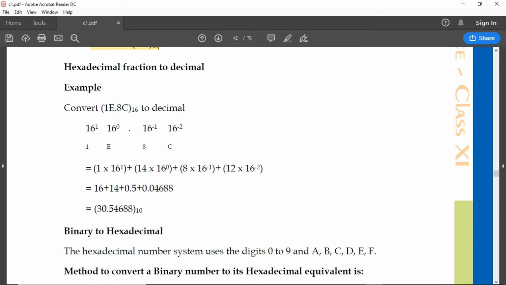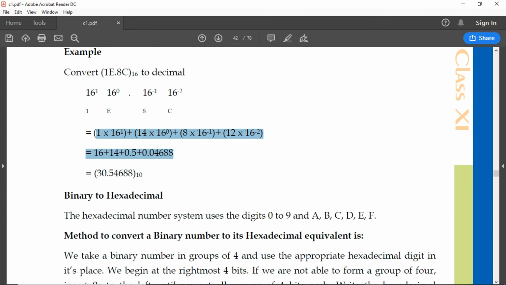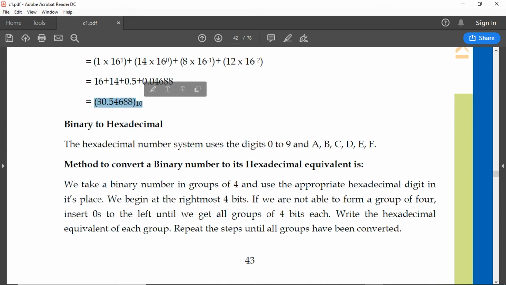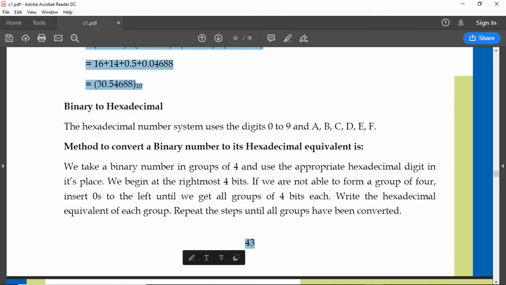1E.8C equals 1 times 16^1 plus 14 times 16^0 plus 8 times 16^-1 plus 12 times 16^-2, equals 16 plus 14 plus 0.5 plus 0.04688, equals 30.54688, base 10.